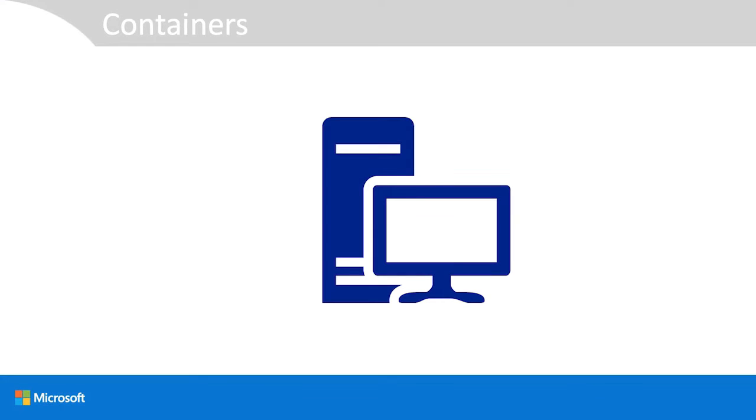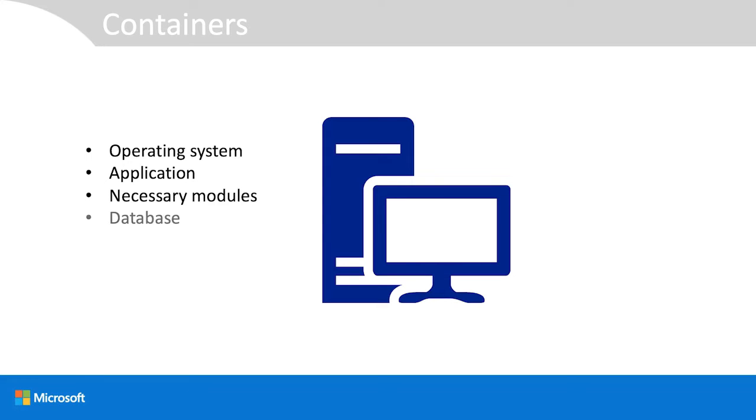Let's say I want to deploy an application that uses a website and a database. To deploy my application in the traditional way, I'd need to install and configure an operating system on my server. And then I would need to install my application. I'd have to install and configure all of the modules that are necessary for my application. And I'd have to install and configure my database server and my database. And then I'd have to install and configure my web server. And then I'd have to deploy my website for my application.